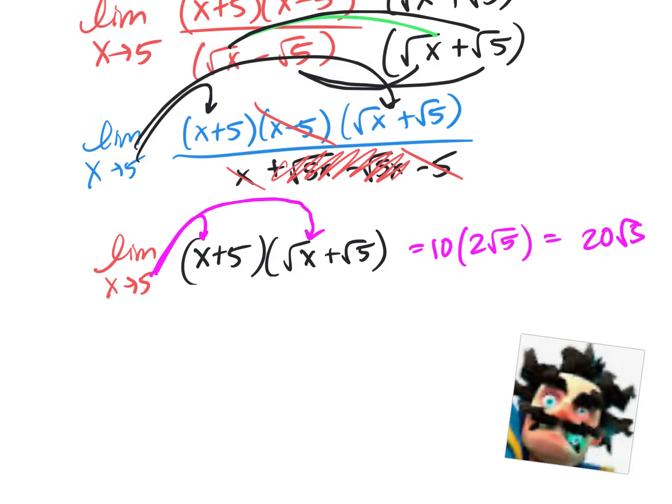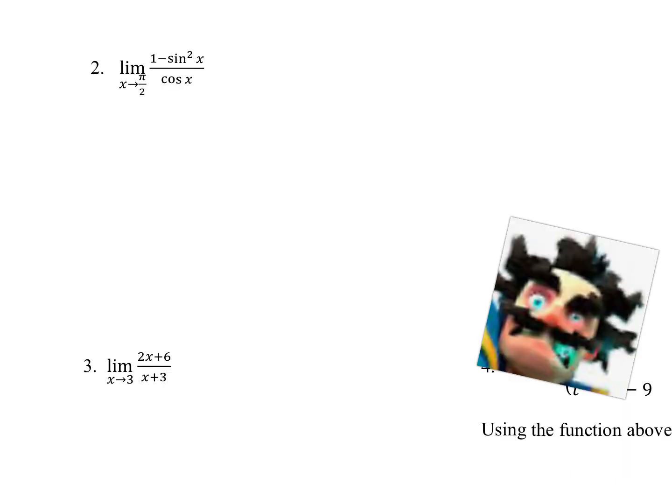20 root 5. And you're like, but wait, our guess was 45. Well, look what 20 root 5 is. 44.7. Pretty accurate from our graph. On this guy, do you agree? Ooh, does anyone remember sine at pi over 2?